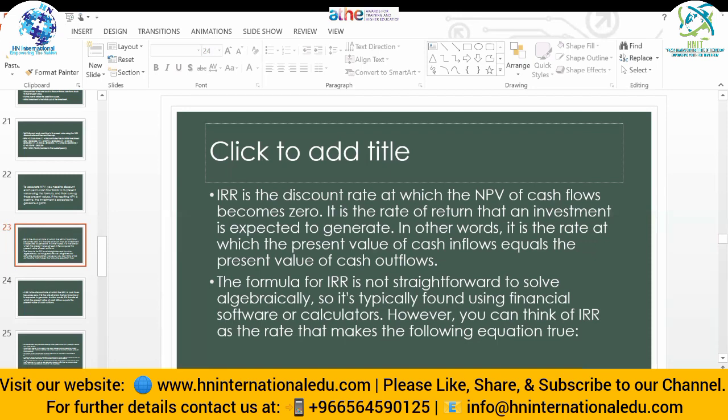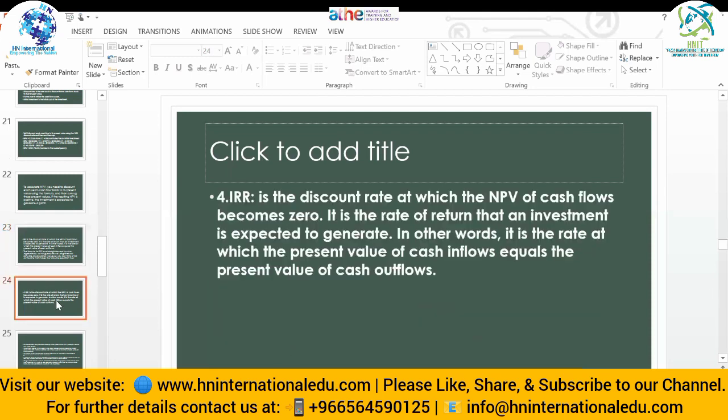The formula for the IRR is not straightforward to solve algebraically, so it is typically found using financial software or calculators. That is, we can use scientific calculators plus the software. In the organization, we use only software. So you can think of the IRR as the rate that makes the following equation true.